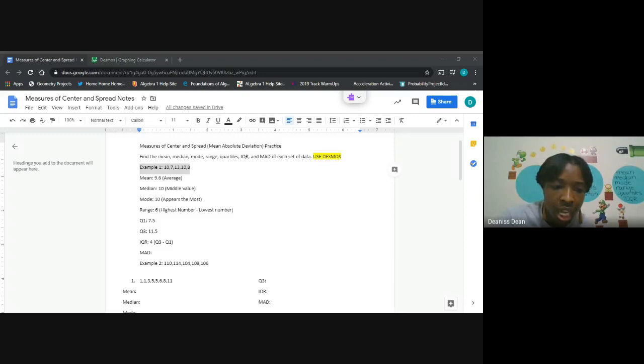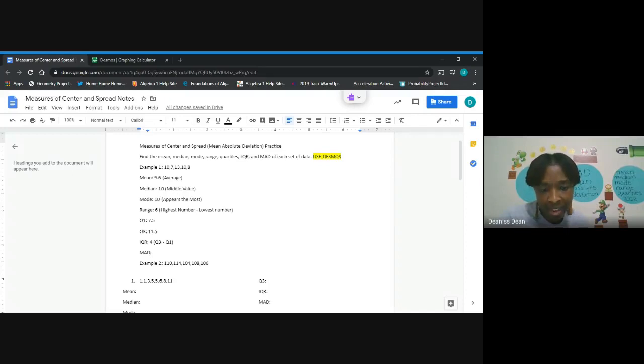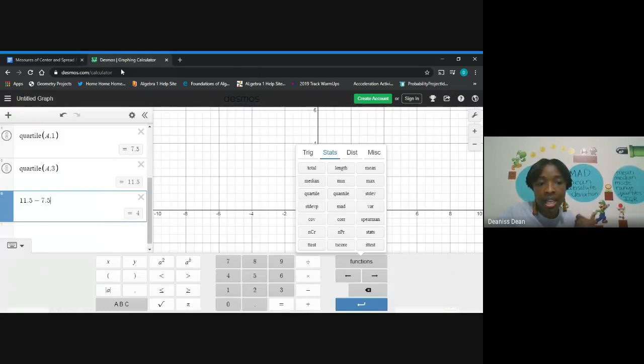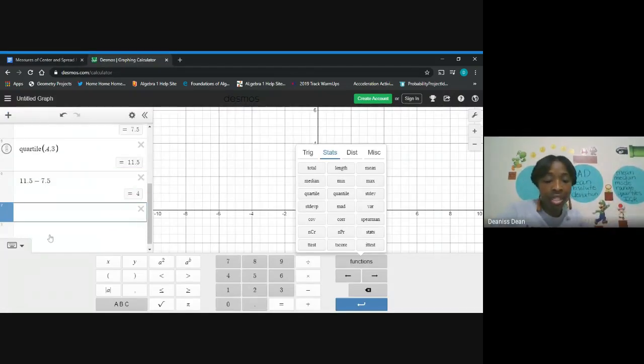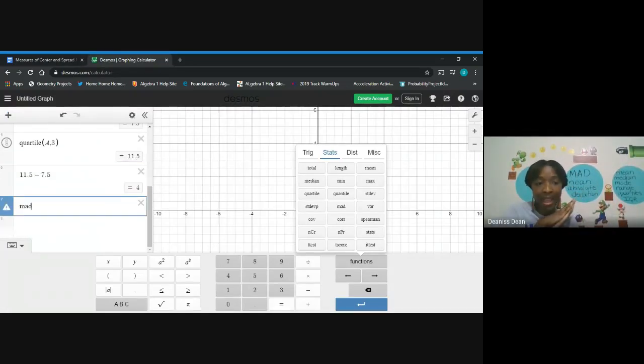Okay. So the last thing we're going to do is mean absolute deviation, right here where it says MAD. You're literally going to do the same thing you've been doing in Desmos. You're going to type in the word MAD, parentheses A, and it gives you this number right here, 1.68. That's the mean absolute deviation. That's on average how far each number in your data set is from the mean value.